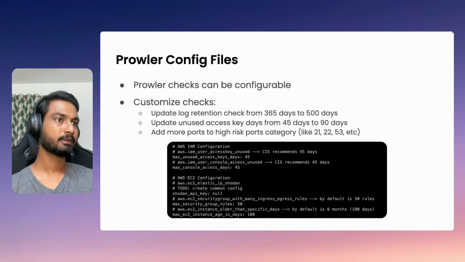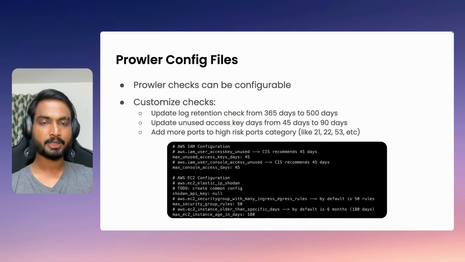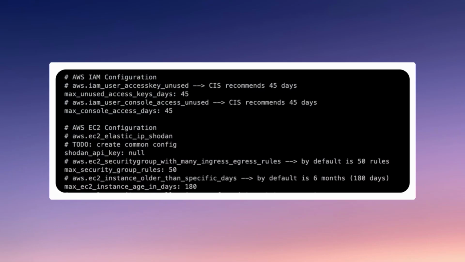Another example is updating unused access key dates from 45 days to 90 days, or maybe reduce it to 20 or 30 days. Another common example which could be very customized to your environment is a high-risk port that your developers often expose to the internet. You can add those ports to the high-risk ports category. So in the next Prowler scan, it checks all the security groups and sees if that particular sensitive or high-risk port is open to the internet. The configuration file looks something like this. We'll be looking at the entire config file in a moment.